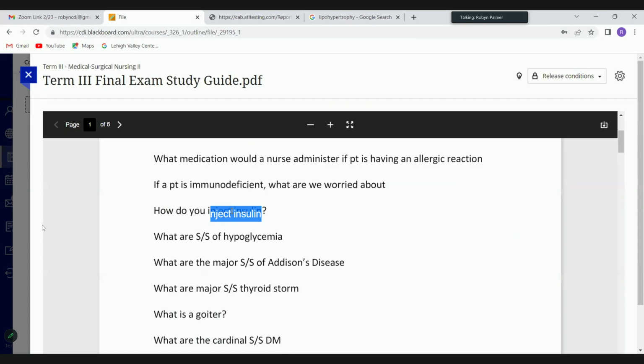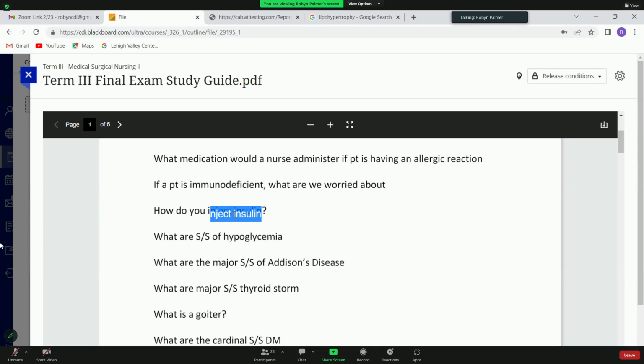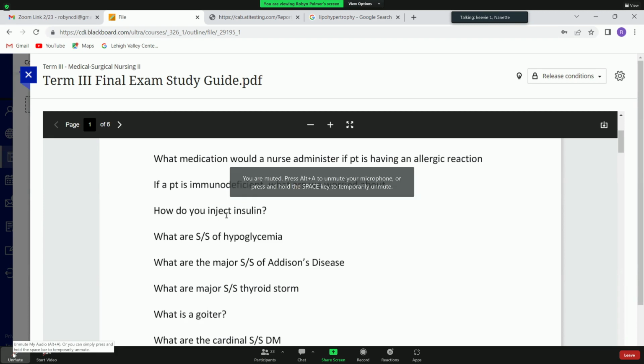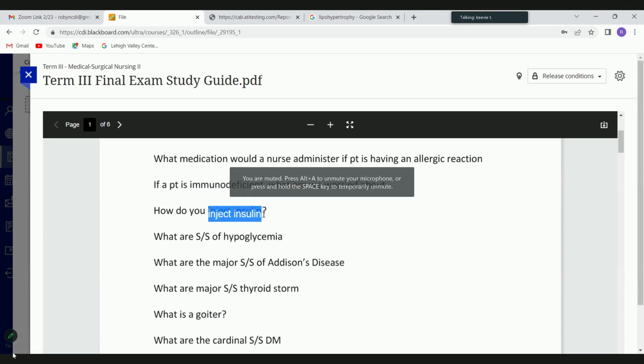What angle do you inject that insulin? Was it 90 degrees or 45? Don't you go straight in? 90 degrees. Sub-Q is 45, but when we do it in the stomach, we go in at 90. Yeah, 90 degrees for insulin. You just kind of shoot it right in, 90 degrees.